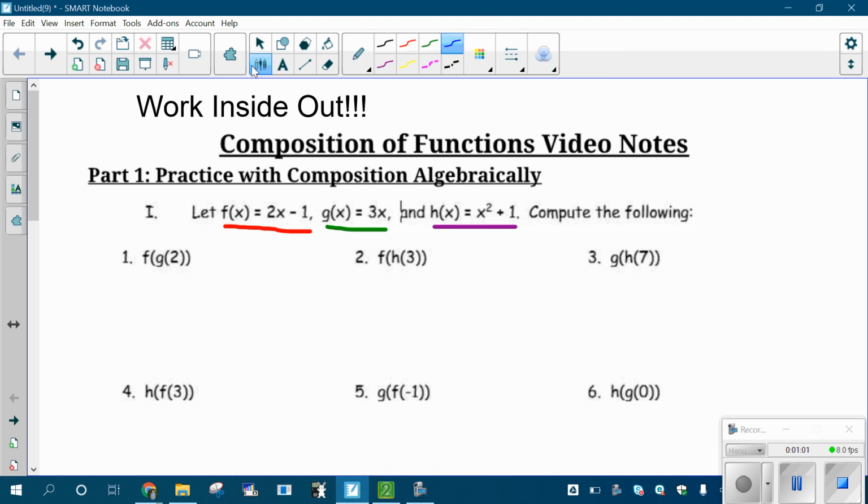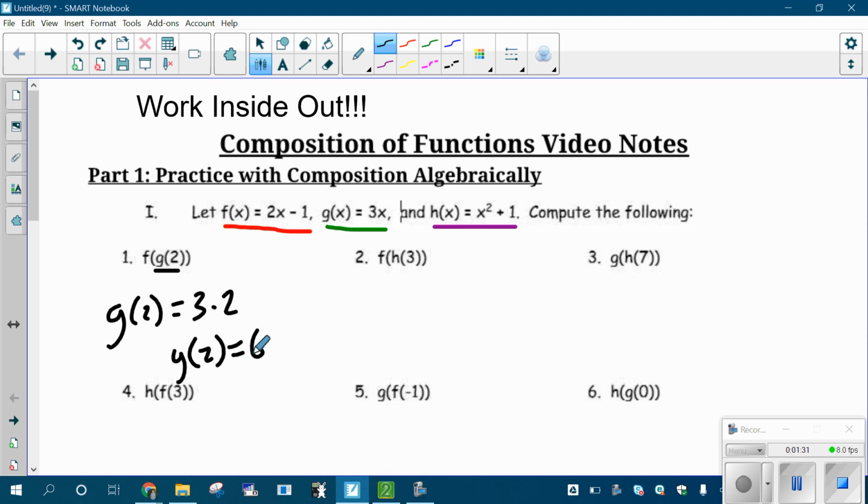If you look at this, you're like, whoa, I see a 2, but where am I putting the 2? Inside out. So you put the 2 into g. That's what you do first. You do g of 2. Remember what g of 2 means? It means take your g equation, and instead of writing 3x, write 3 times 2. So g of 2 is 6. That's step 1. Composition is a two-step process.